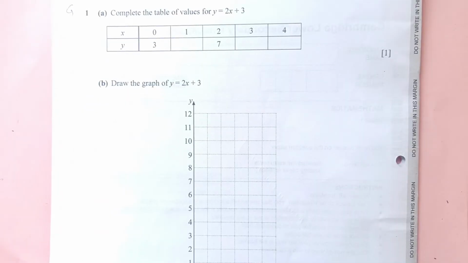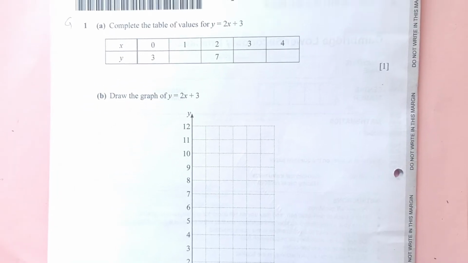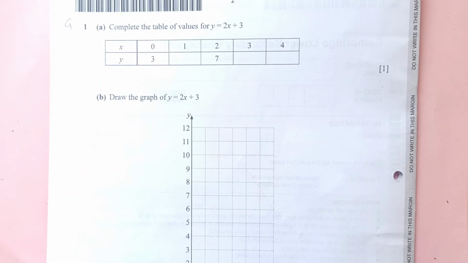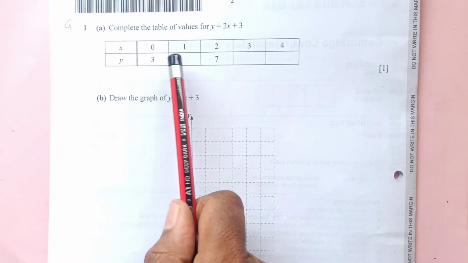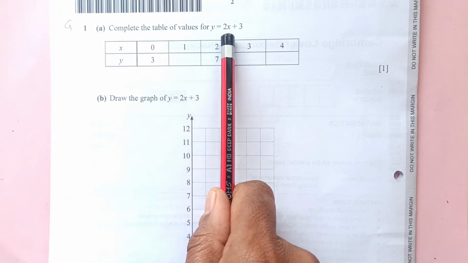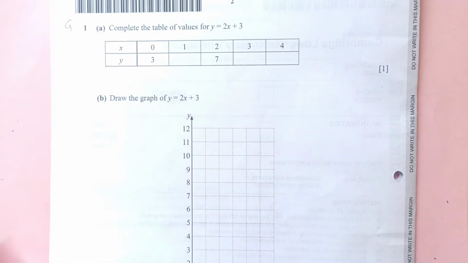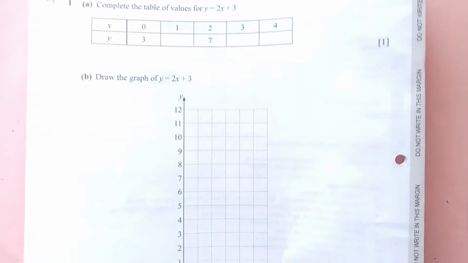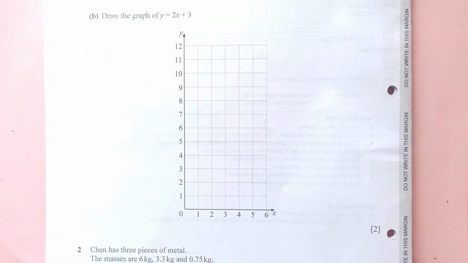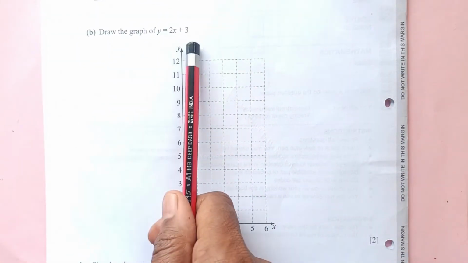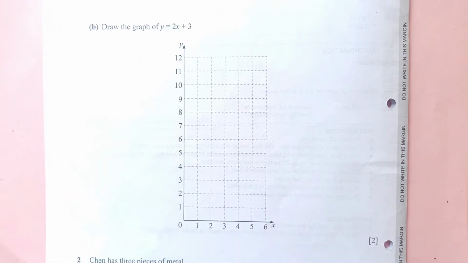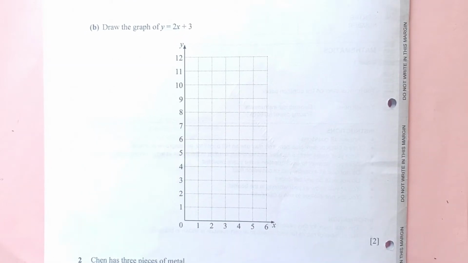This is another similar kind of question. You can take a screenshot and try it yourself. Complete the table of values for y equals 2x plus 3. You are given values of x and you are going to find the values of y, and then you need to plot them. Draw the graph on this. You can just use your squared book and plot these values. I hope you are done with the screenshot.